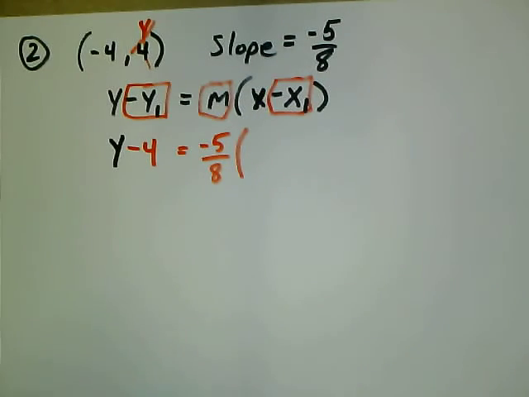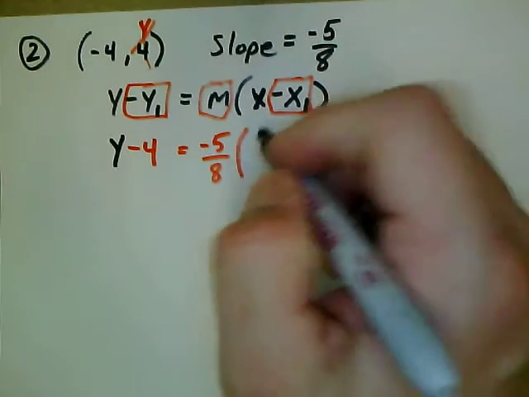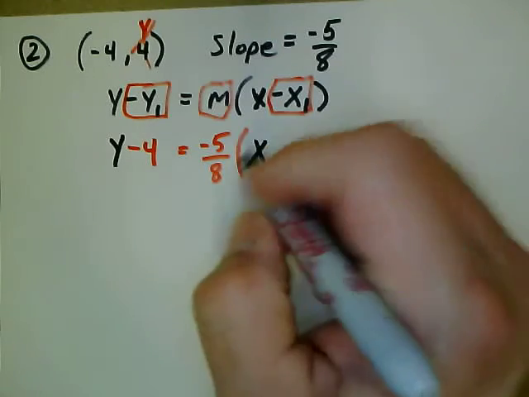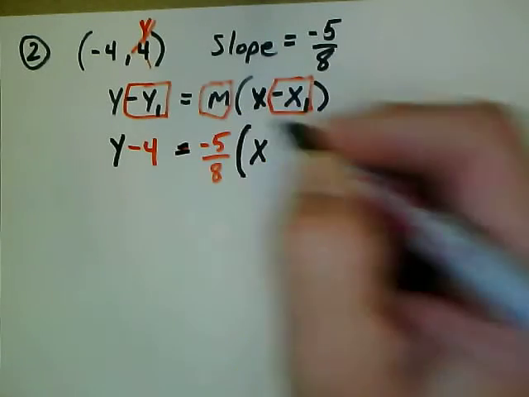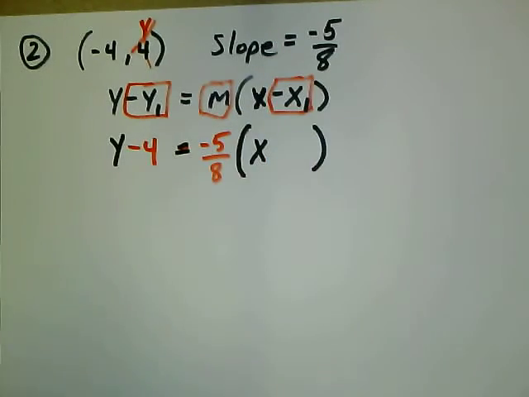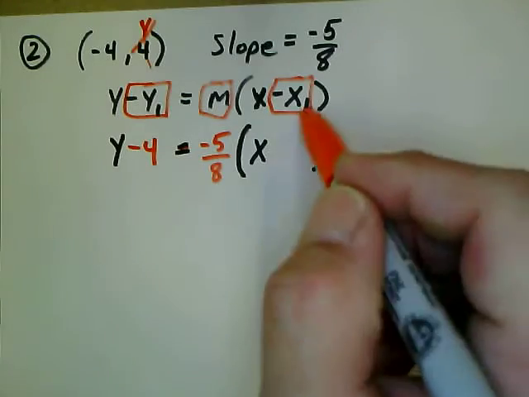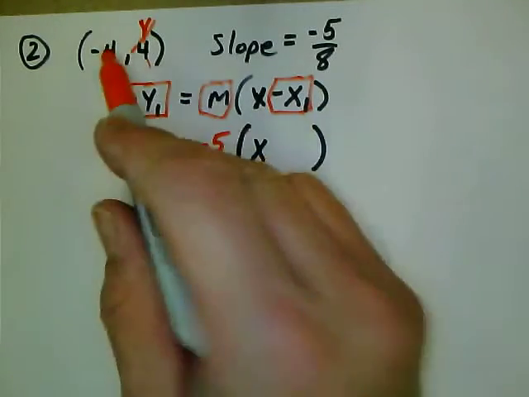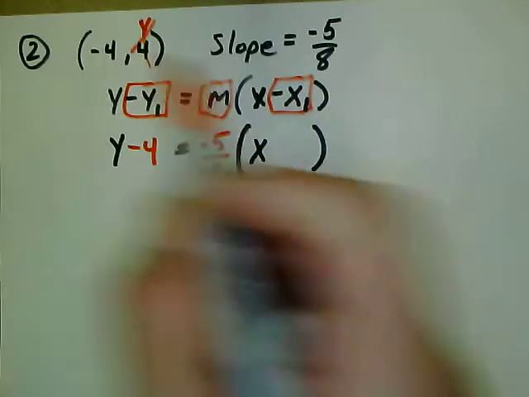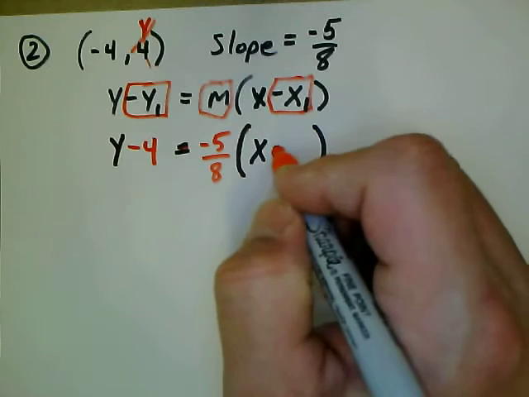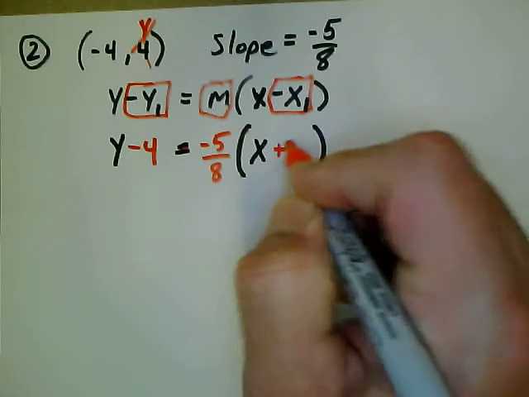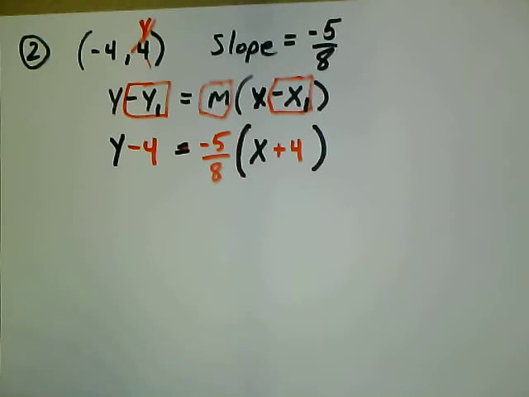We leave the x, because we're not changing that. Parentheses, we didn't change that. But we are changing that x first point, or x only point that we have. So this is -4. We want the opposite of -4. What's the opposite of -4? +4. Very good.